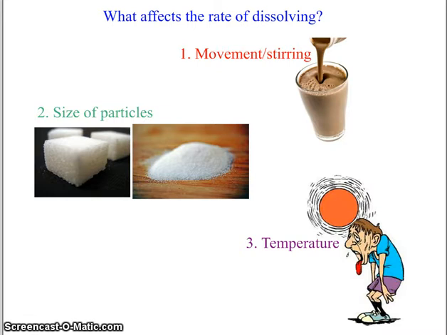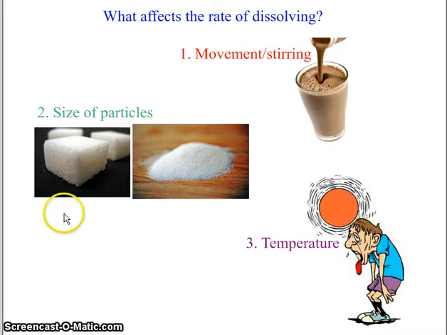So what kinds of things affect the rate of dissolving, or how fast a solute will dissolve in a solvent? The first is movement or stirring. I put a picture of chocolate milk here because those of you that have ever made chocolate milk know that you add the chocolate syrup to your milk and you stir it with a spoon. You may not have ever thought about why you do that, but that's because stirring speeds up how fast the chocolate will dissolve into the milk, or how fast the solute will dissolve into the solvent. So movement or stirring is going to speed up the rate of dissolving.